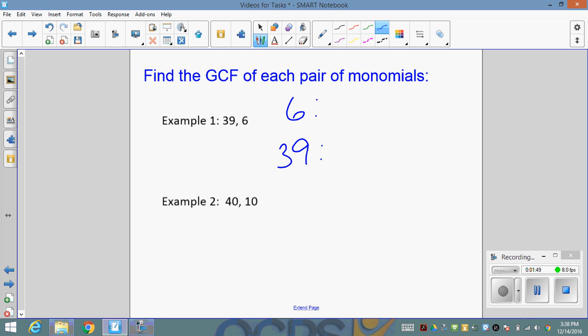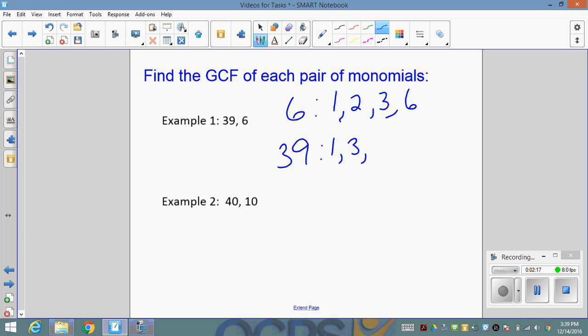So first I'm going to list my factors of 6, and I just start at 1 and keep going. 2 goes into 6, 3 goes into 6, 4 does not, 5 does not, and 6 goes into 6. Done with that list. 39: 1. It's not even, so 2 doesn't go into it. 3 does. 4 doesn't. 5, 6, 7, 8, 9, 10. I'm just going through the list.